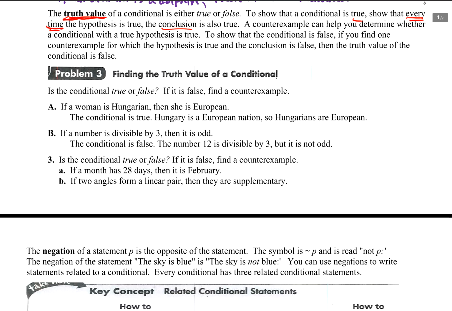This isn't necessarily how it always happens. So a counterexample can help you determine whether your conditional is a true conditional or not. You can show that your conditional is false if you find just one counterexample where the hypothesis is true and the conclusion is false. That will make your entire conditional false. Let's look at a couple of these.